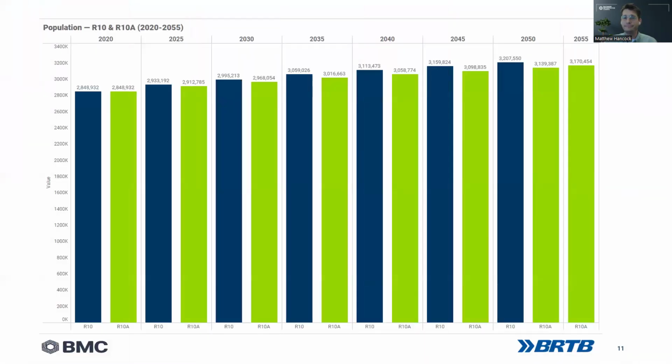So for the Baltimore region, this is going to be a comparison between round 10 and round 10A. A lot of numbers to look at here, but what you're going to see is just that comparison from 2020 on to 2055, with obviously round 10 cutting off at 2050 as it did not extend out to 2055. We're seeing steady growth in population through 2055 at the regional level. It is moderated growth compared to round 10 across the forecast horizon.